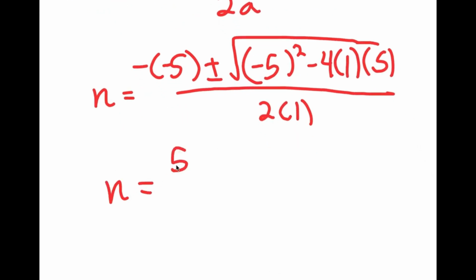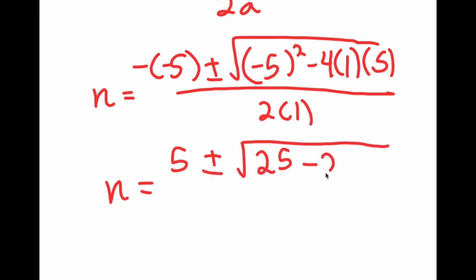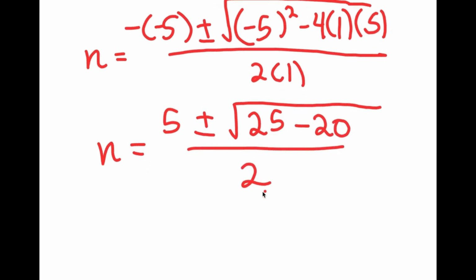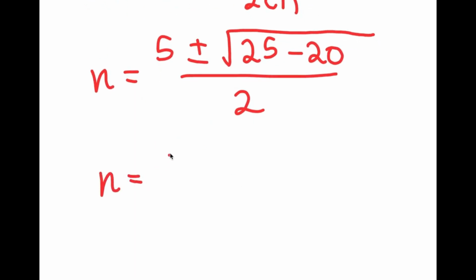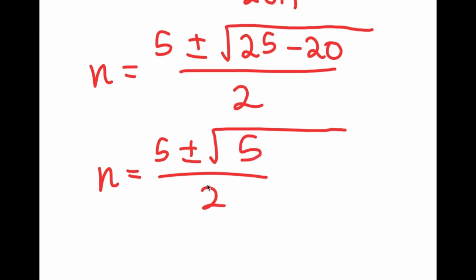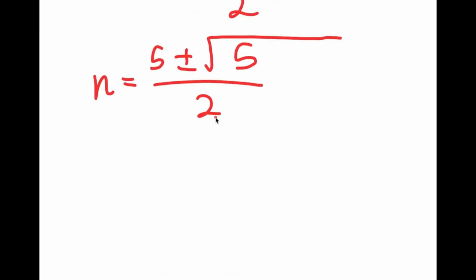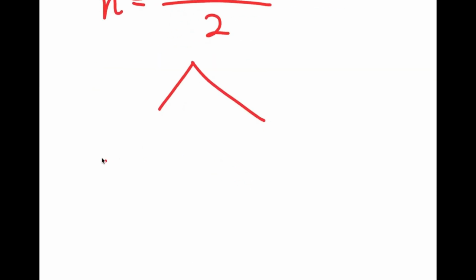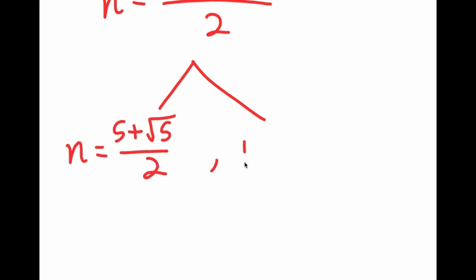And now this is equal to positive 5 plus or minus the square root of 25 minus 4 times 5, which is 20, all over 2, which is equal to 5 plus or minus the square root of 5, over 2. And this can't be simplified anymore, so n is equal to 5 plus or minus the square root of 5 over 2, which can be divided into two solutions. n is equal to 5 plus the square root of 5 over 2, and n is equal to 5 minus the square root of 5 over 2.